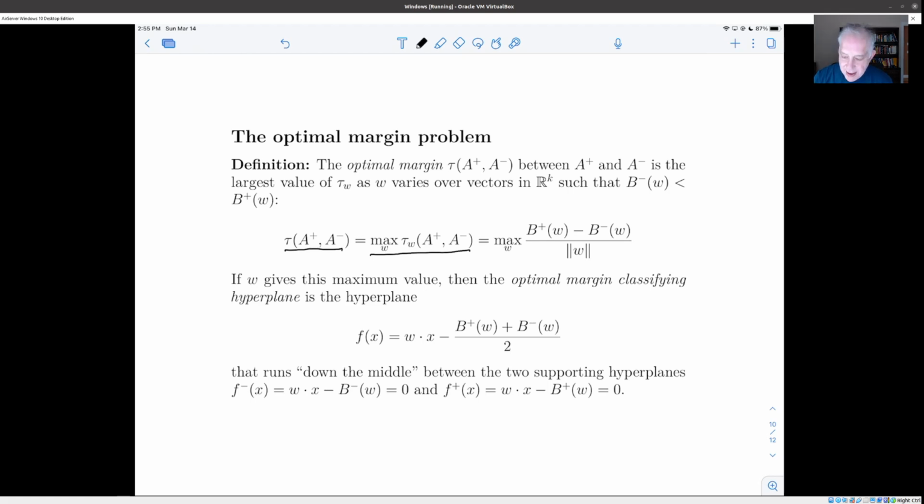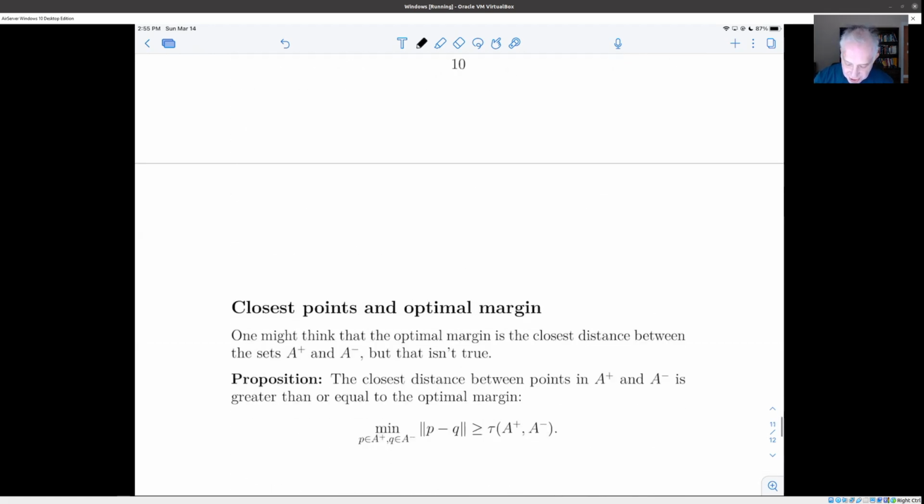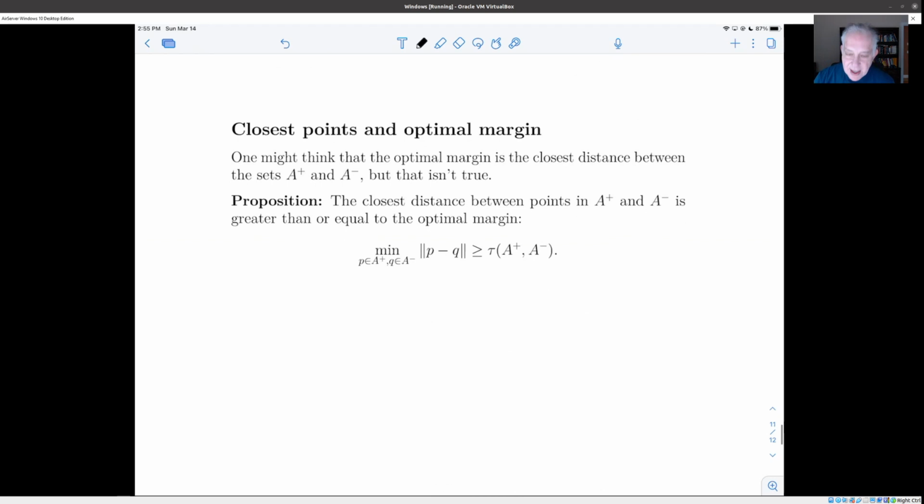Now, before I wrap up this, and because we'll have to talk about how you would solve that problem, I just want to disabuse you of one naive thought that you might have had, and which I had when I first thought about this, which was, why go through all this craziness? Isn't this just the closest point between the two sets?